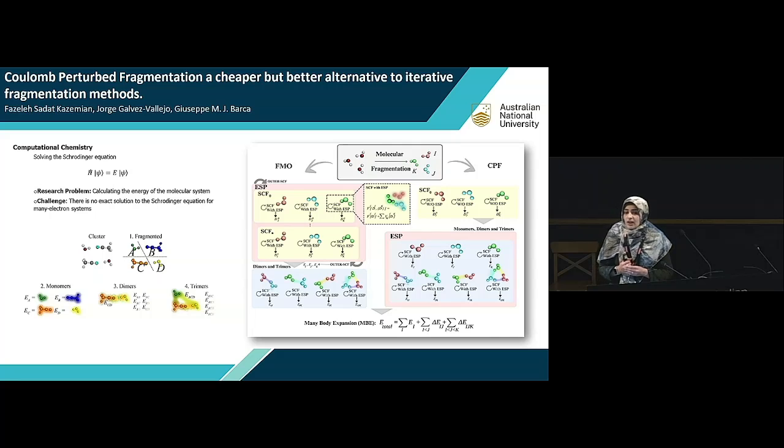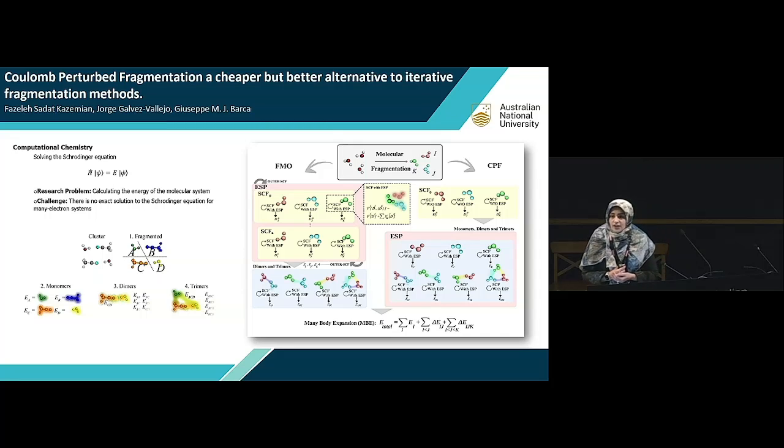We use the Hartree-Fock method to approximate the energy and the wave function of this equation. The Hartree-Fock method that we use is really accurate. It's 99% accurate. But the problem is all of these calculations are really expensive, and the computational cost is about n to the order of 4.